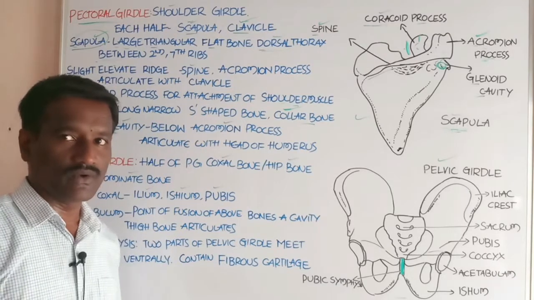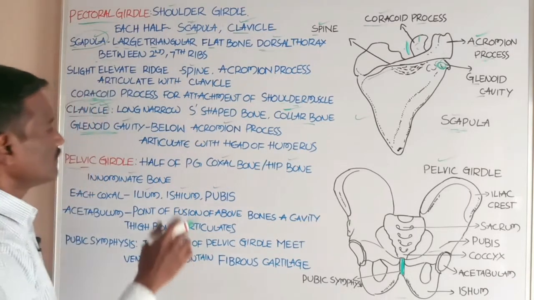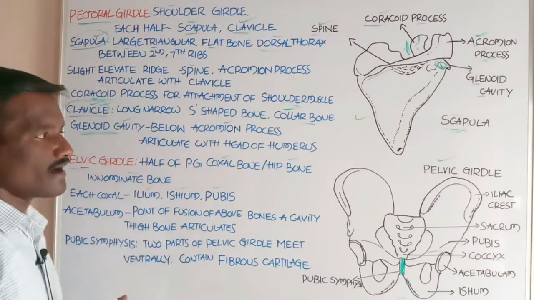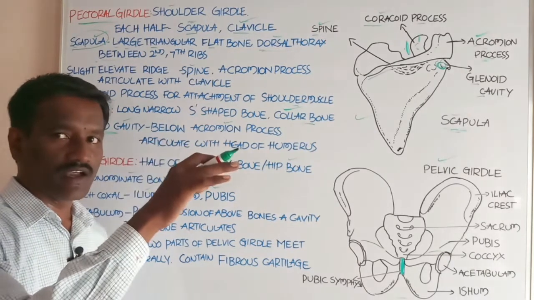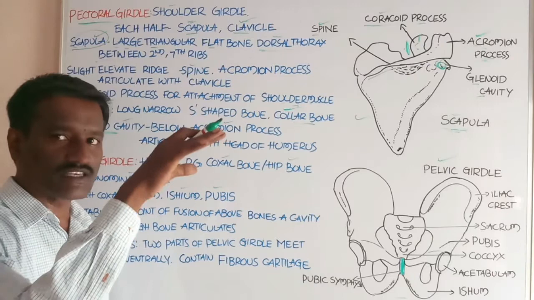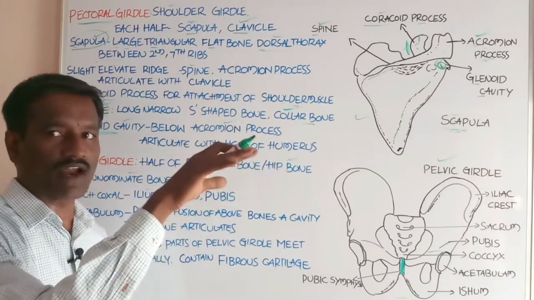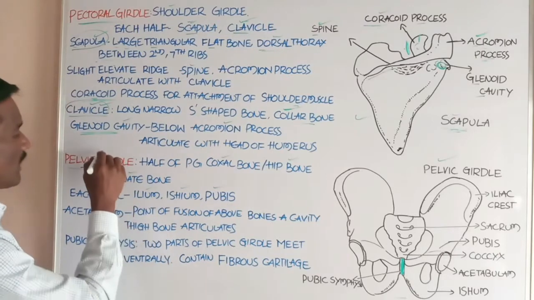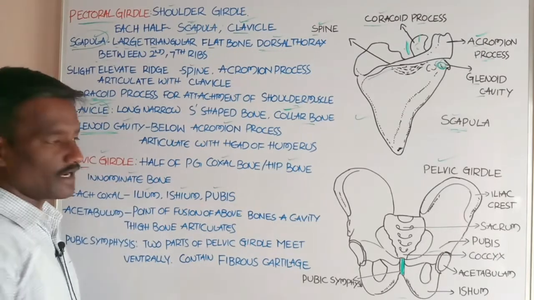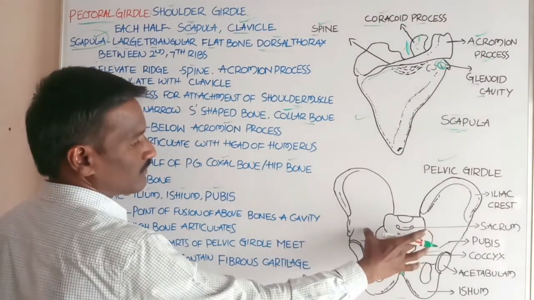Okay, students, this is about the glenoid cavity. The head of the humerus is fixed in the glenoid cavity and forms the joint. Now, what about the pelvic girdle? This is the diagrammatic part of the pelvic girdle.